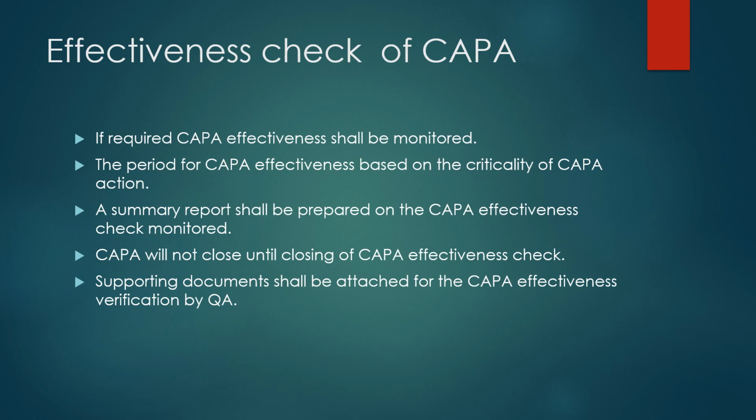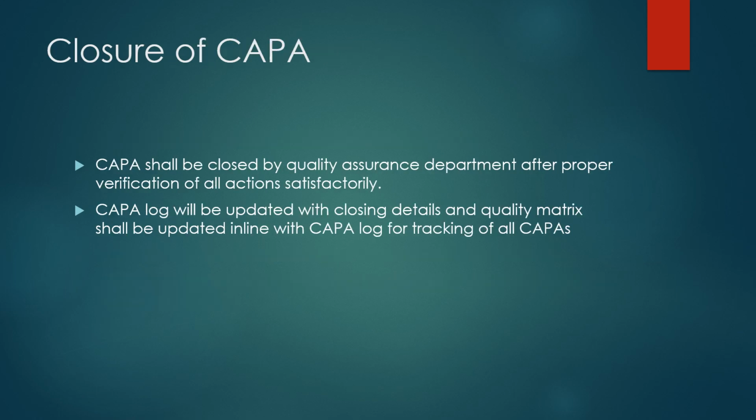Until the CAPA effectiveness check is closed, the CAPA will still be open. After completion of the CAPA effectiveness check, the CAPA can be closed. Supporting evidence documents shall be attached for the CAPA effectiveness verification for the QA review.